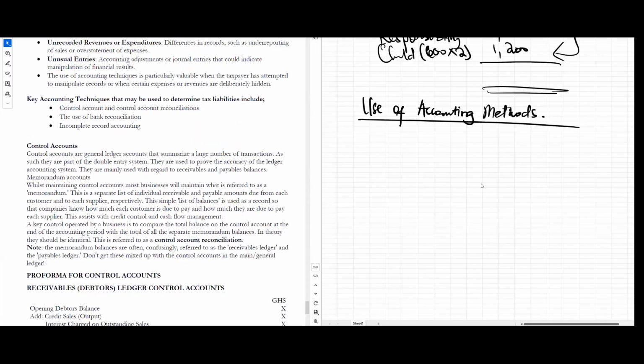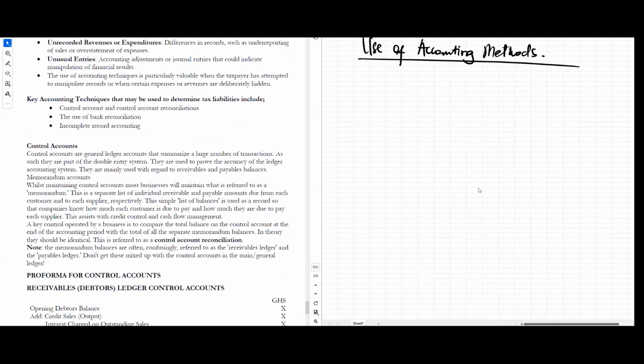Now let's look at using accounting methods in tax audit, and this is where people lack the skill. If you learn this alone, you can solve almost all the past questions that have come here. I'll show you, and you'll see how tax audit is very fun. Now we are going to learn some accounting techniques. Please take your time, small.